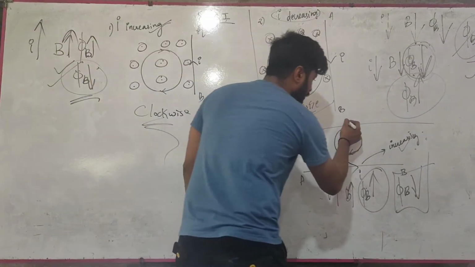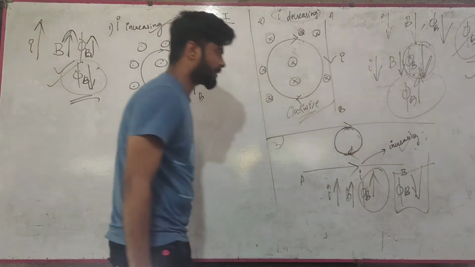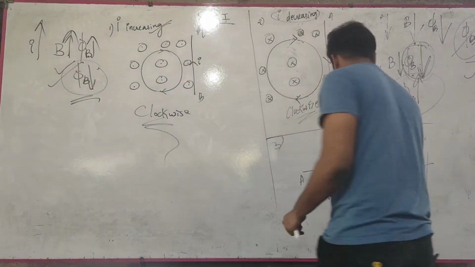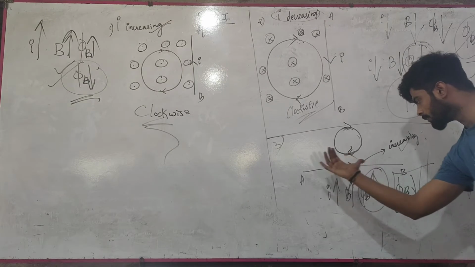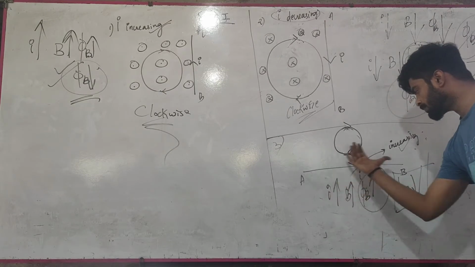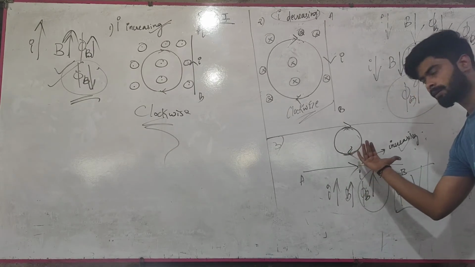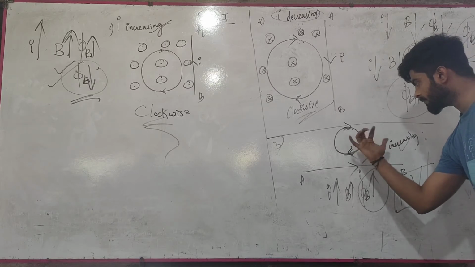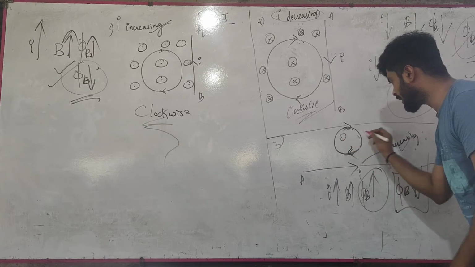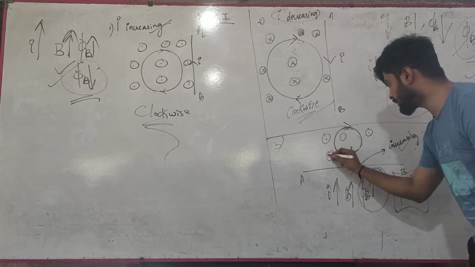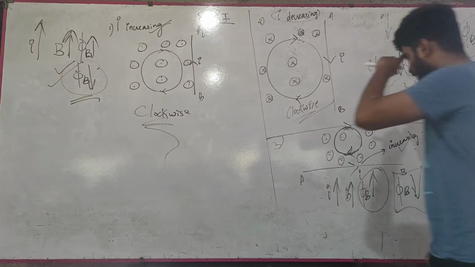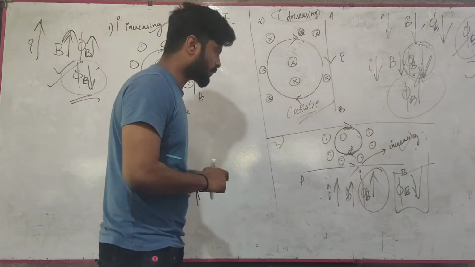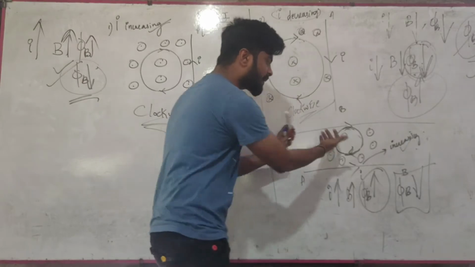So if it is clockwise, see, before that we have to find the direction of the magnetic field in which this coil is placed. So, right hand thumb rule. The thumb should be placed in the direction of current, and the curled fingers will give you the direction of magnetic field. So the magnetic field is coming outwards. Clear?